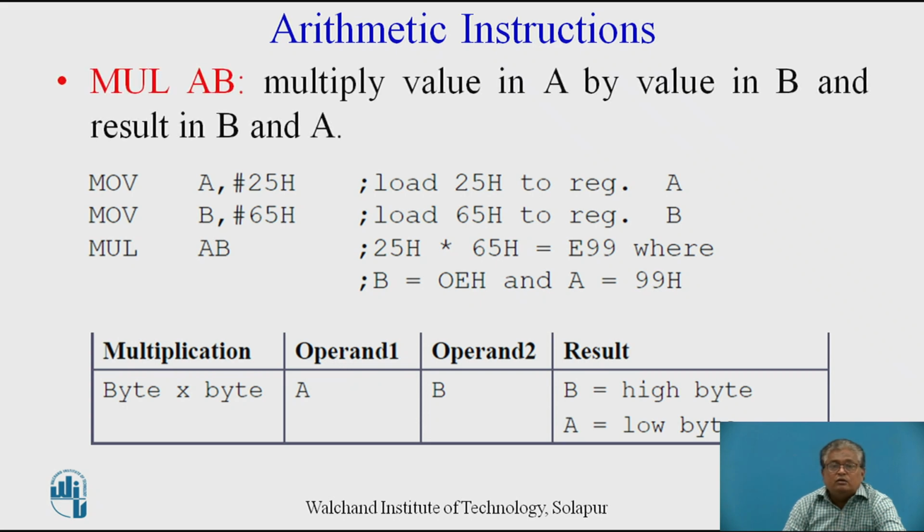MUL AB. This instruction is used for multiplication, and multiplication is done only with the value in A and the value in B, and the result is stored in registers B and A. After executing this multiplication operation, the B register holds the higher byte and the A register holds the lower byte.